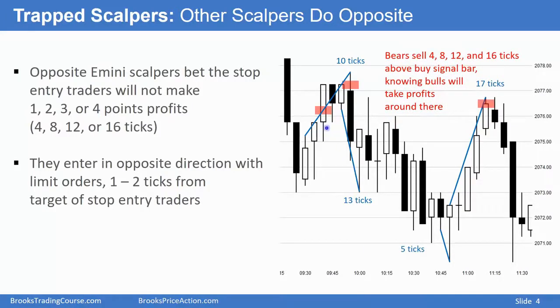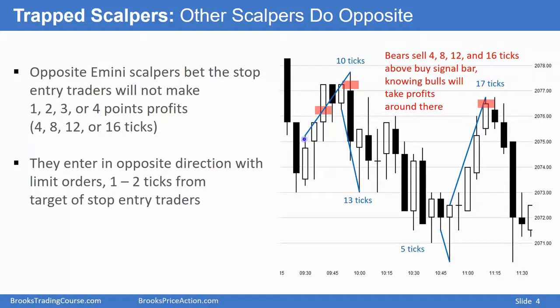The bears here might sell 4 ticks above this bar and scale in higher, betting that it's a bad buy and the bulls will be only scalping. In other words, the bulls do not have a lot of conviction and will not be holding for swing trades and will not be buying much higher. So they will not continue to buy.